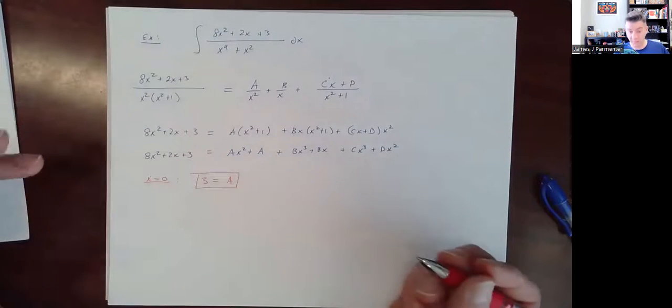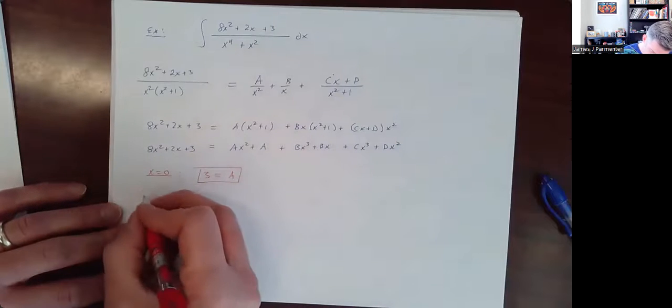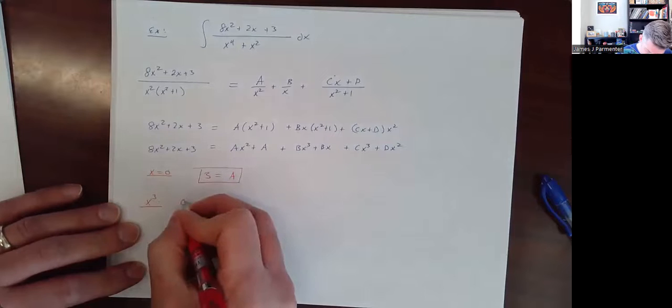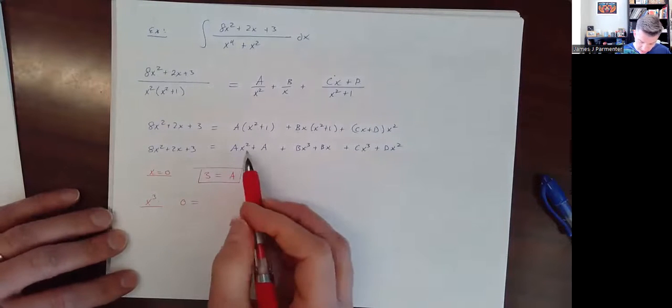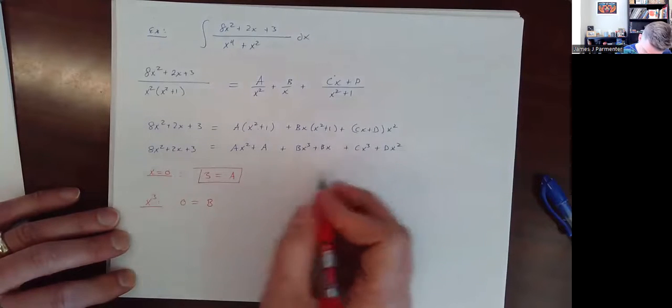And now I'm going to equate coefficients. So I'm going to look, well, the highest power of x is actually x to the third. So if I look at x to the third, on the left, I have 0 x to the third. On the right, I have b times x to the third, and I have c times x to the third.